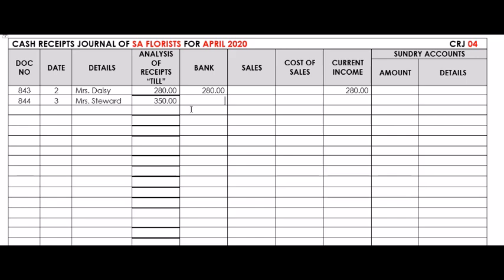Therefore, you don't write anything in bank. You wait until the last transaction for the day is recorded. And then remember you have to specify what we received the money for. In this case, it was for rendering services, so once again, it's current income.